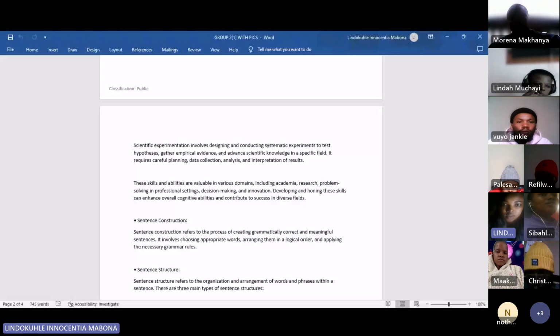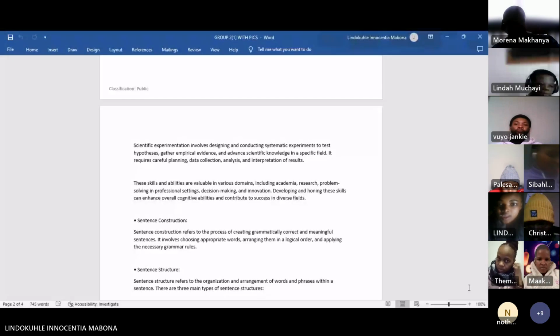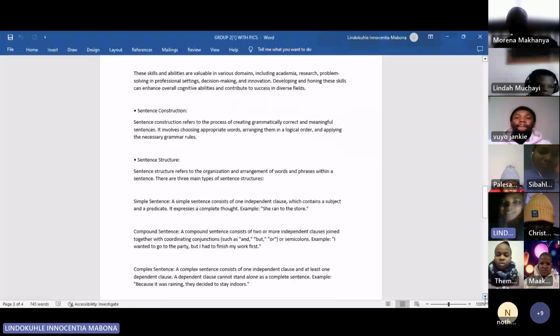Sentence construction. Sentence construction refers to the process of creating grammatically correct and meaningful sentences. It involves choosing appropriate words, arranging them in a logical manner, and applying the necessary grammar rules. Sentence structure refers to the organization and arrangement of words and phrases within a sentence.